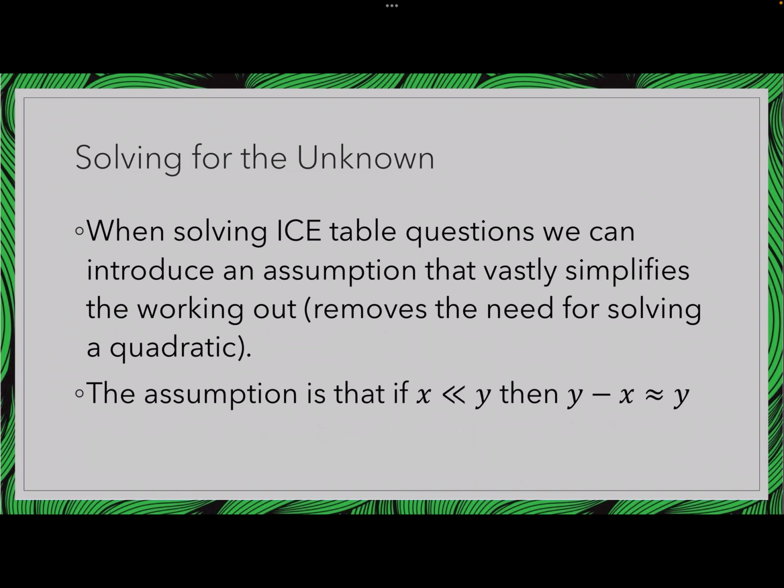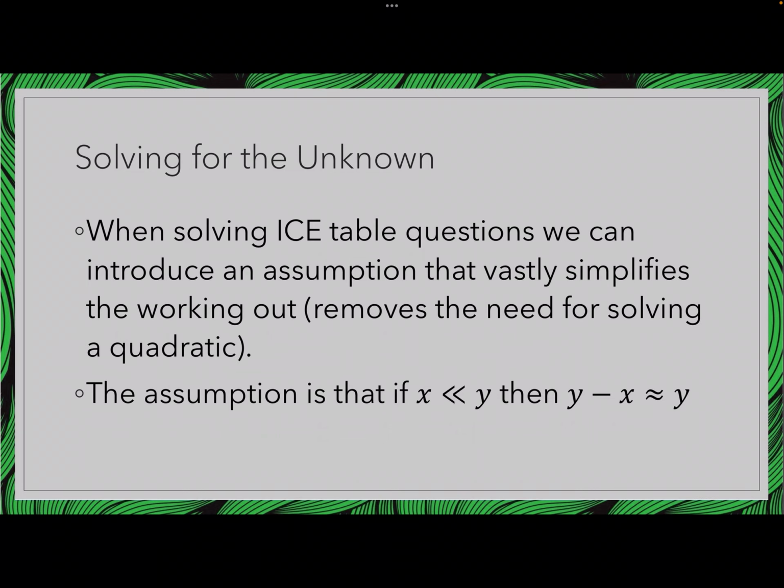Well, let's use some actual numbers as an example. If x is 0.01 and y is 50, 50 take away 0.01 is very close to 50. It's going to be like 49.999 or something. It's a number that is very close to 50. And so we can just keep that assumption.